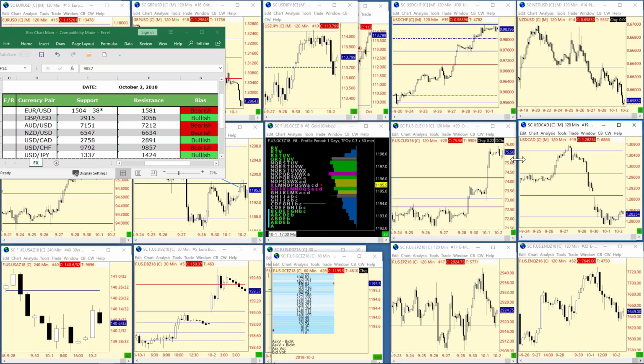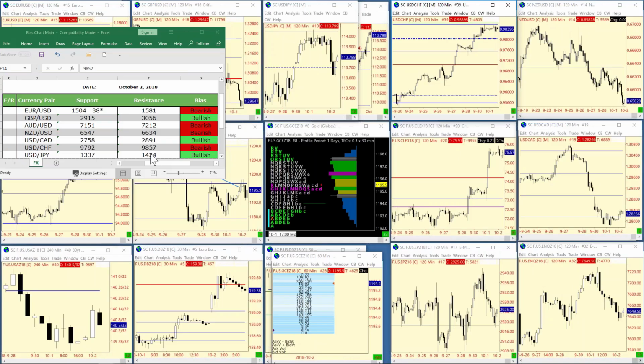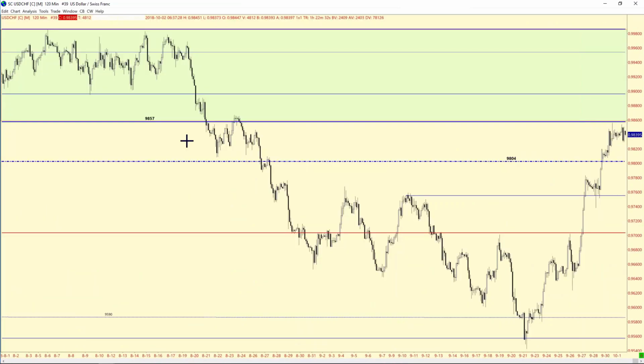Let's go on and go to the dollar Swiss. Wow, the dollar Swiss is still hanging up here. Look at this, 98.57. That's our bias chart resistance up in here. Just going with the technicals, that's where the market's bumping its head up against, which is 98.57. Well, we'll allow the market a little bit of an overshoot, which would be right there, 98.62.